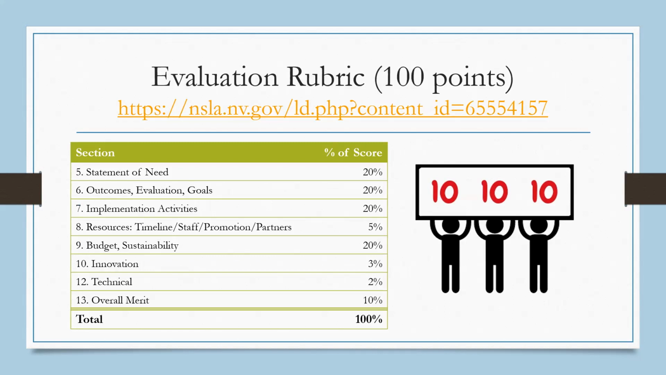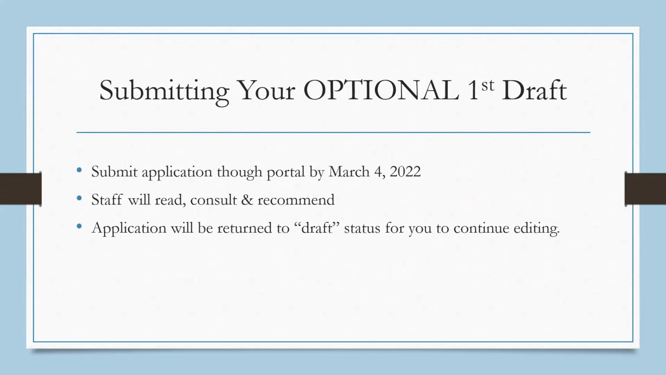This is the rubric summarized. Now that's up to 100. Okay, if you want to do an optional first draft, you're going to submit it through the portal. You're going to actually submit it. And then internally, we can talk. I will make recommendations, and then I'll revert it back to draft, right?